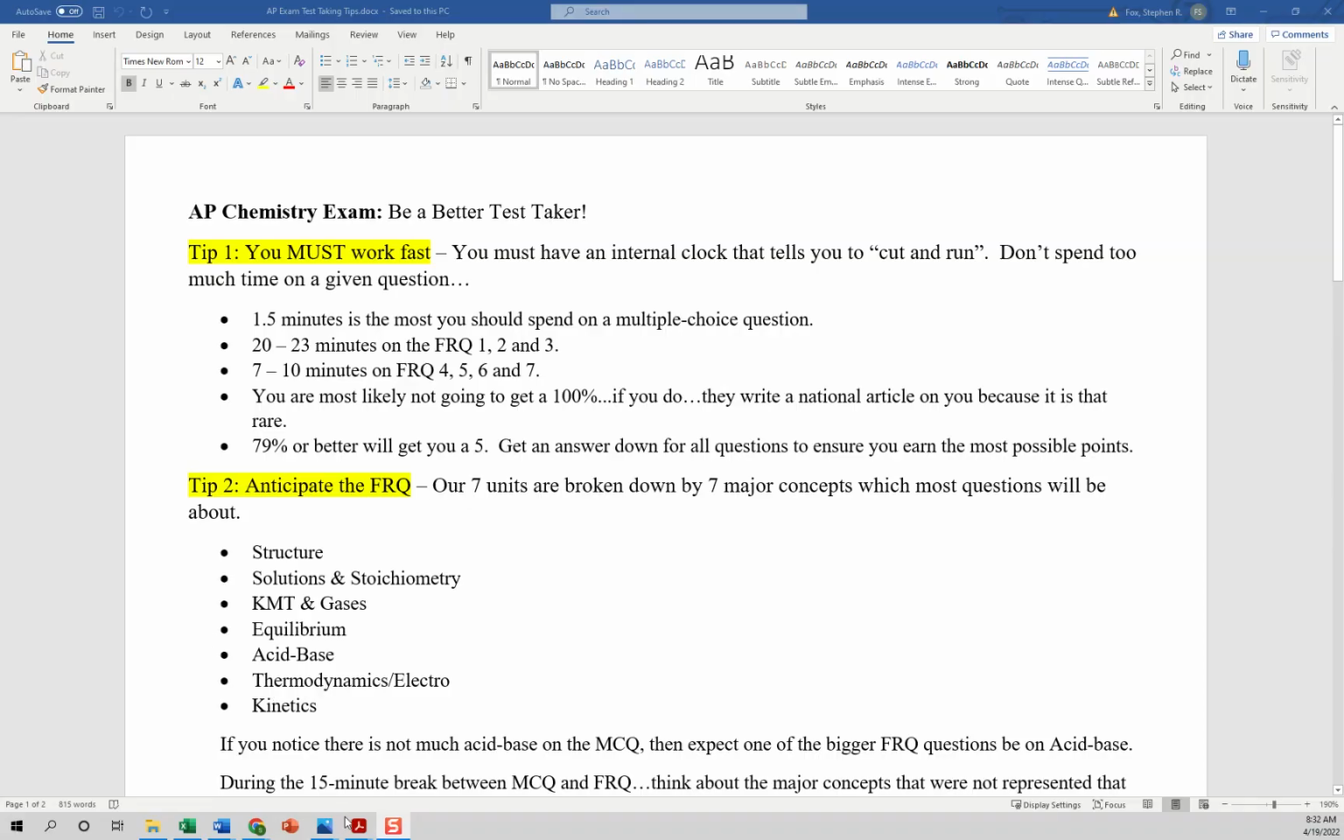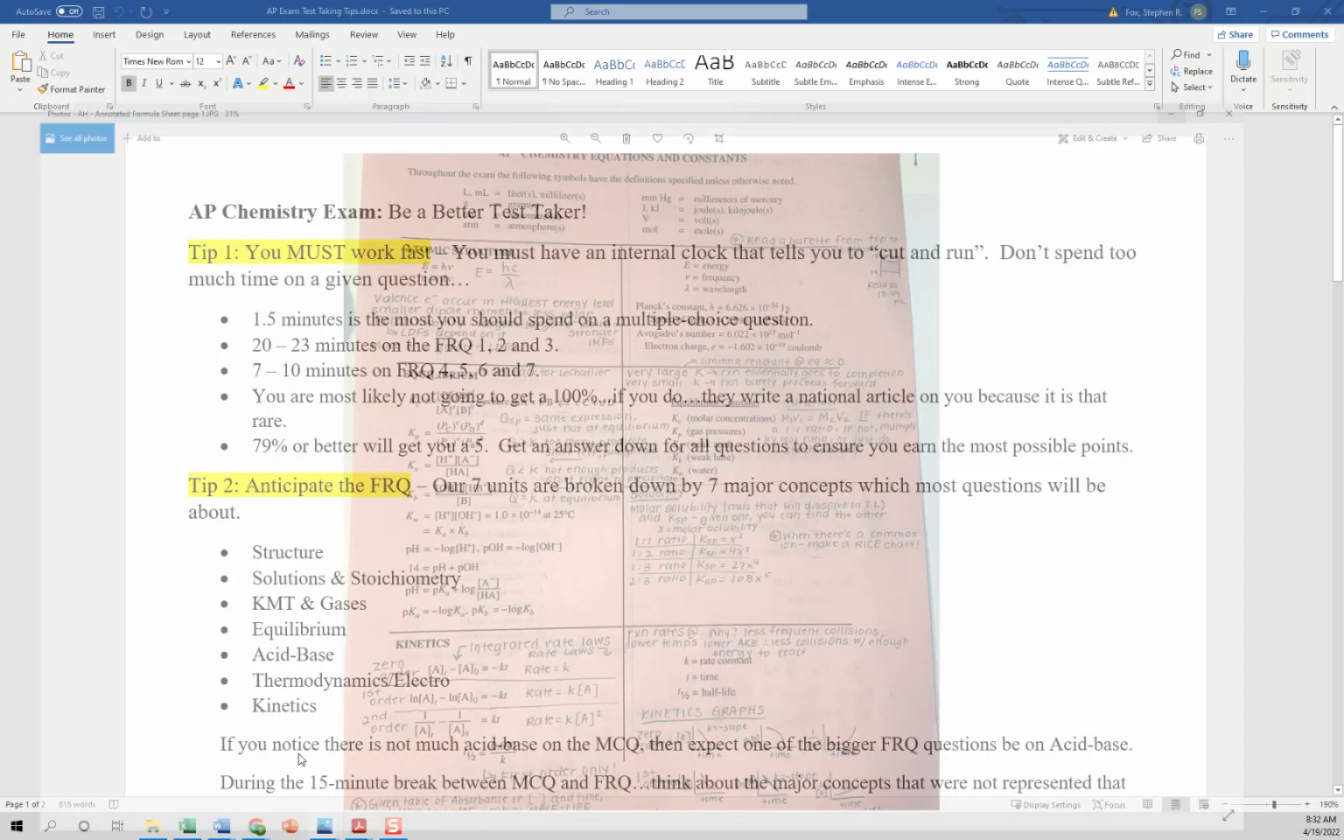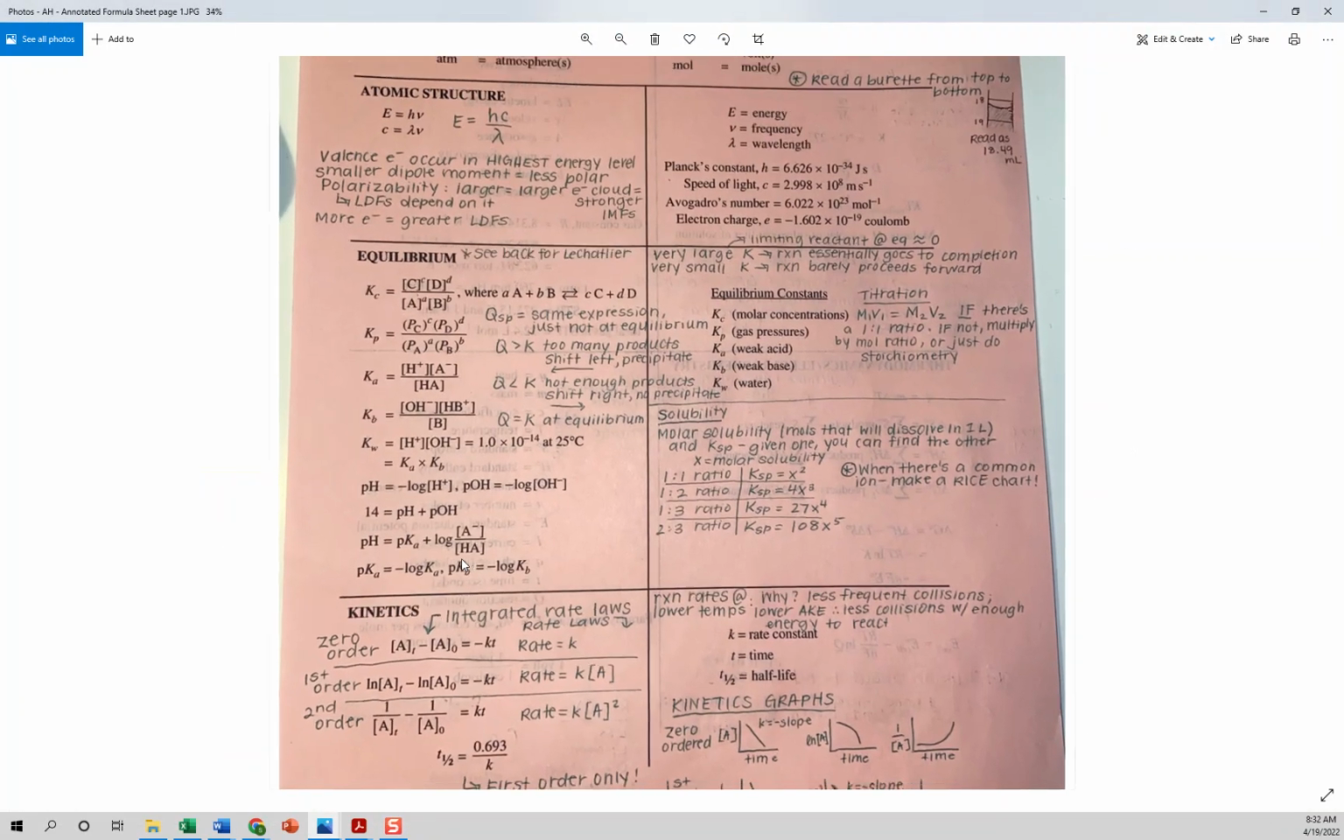All right, so again, I just want to show you some of the materials, and then talk about some test taking strategies that I suggest, but also test taking strategies from College Board themselves, how to take the AP chemistry exam. So let's just go into it. All right, so the first things are just some review materials that I have for you. So you're going to get a copy of this in class.